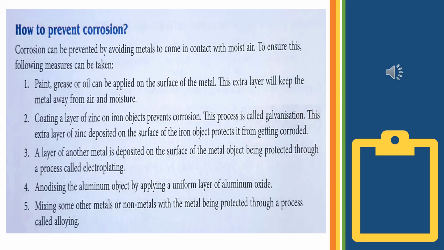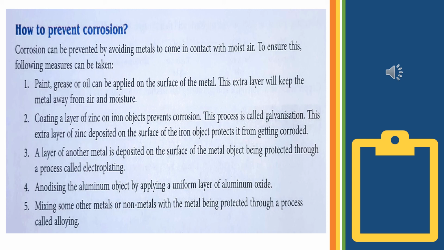A layer of another metal is deposited on the surface of the metal object being protected through a process called electroplating, like on your cycle handles. A layer of chrome or nickel is coated on the cycle handles so that they become shiny as well as they don't get corroded.